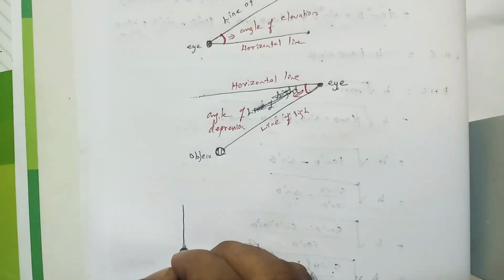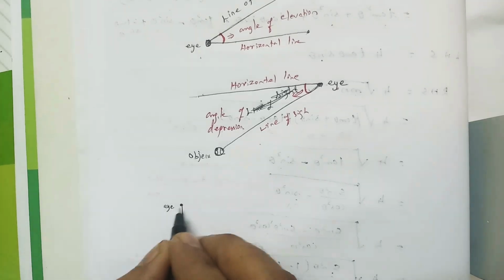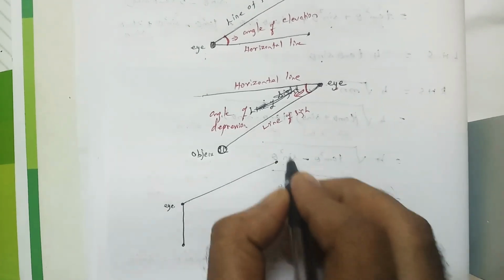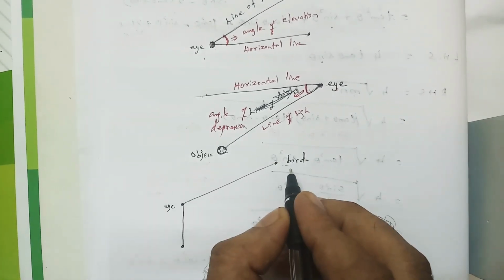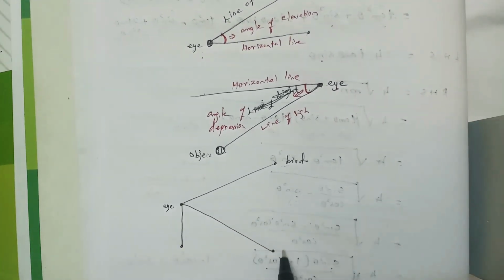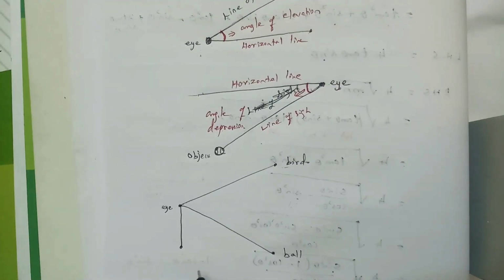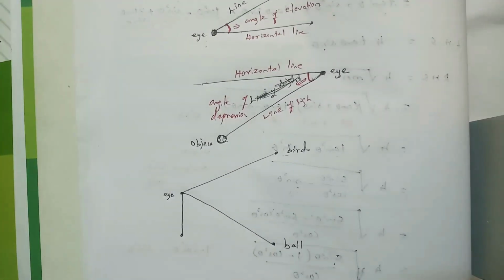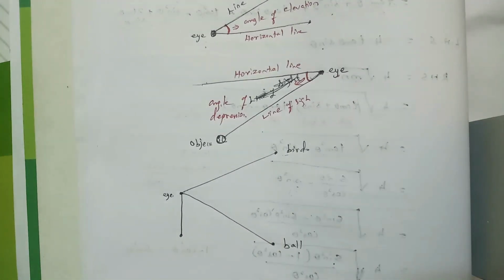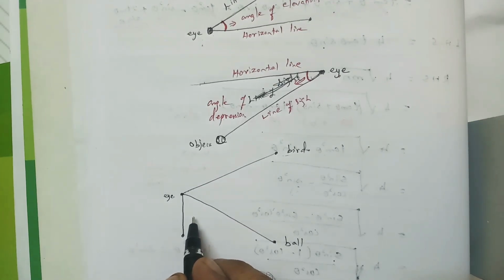I am just giving one more example. If you are standing on top of some building, and your eye is here, and you are observing one bird, that is the object. At the same time, you are also observing a ball down. So now what is the angle? Angle of elevation or angle of depression? What angle will we get for this image?